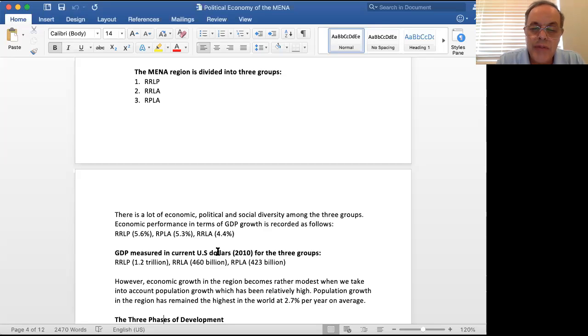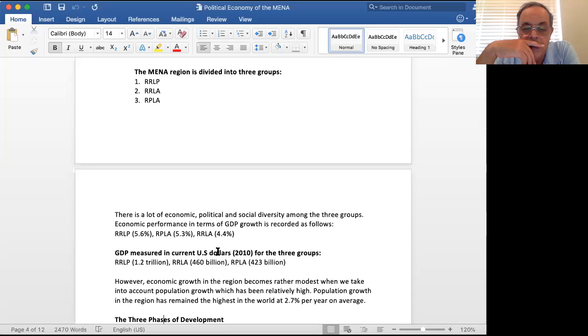The resource rich labor abundant is 460 billion. Resource poor labor abundant, 423. So there isn't really that much difference between the RPLA and the RRLA. If you look at their GDPs, very, very similar. Even though the resource rich, they have a lot of oil and they're selling a lot of oil. The resource poor, they really have no oil, but you can see that their GDP is pretty much similar. And that's a big question mark why that is.